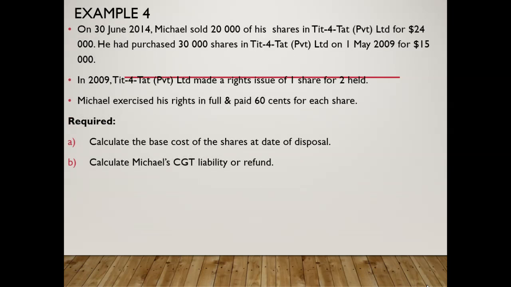Okay, now we have this one. On 3rd June 2014, Michael sold 20,000 shares of his shares in Tit for Tat Private Limited for 24,000. He had purchased 10,000 shares in Tit for Tat on 1 May 2009 for 15,000. In 2009, Tit for Tat made a rights issue of one share for two held. Michael exercised his rights in full and paid 60 cents for each. Calculate the base cost of the shares at the date of disposal. Then calculate Michael's CGT liability.